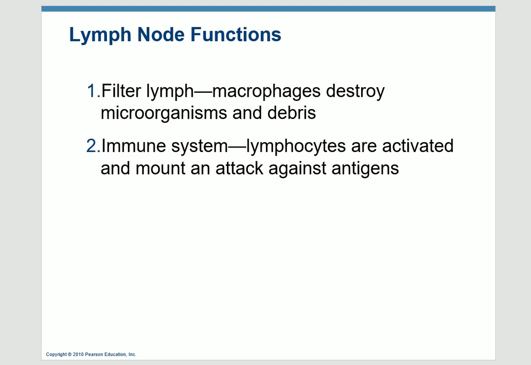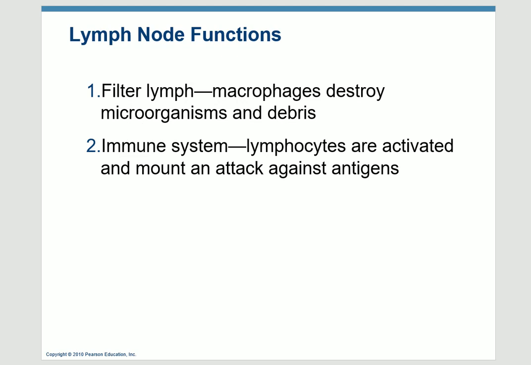What does a lymph node do? First and foremost, they filter lymph. Monocytes turn into macrophages and they destroy microorganisms and debris. So all the trash that needs to be filtered out, they take care of. They can't pump it back to the heart. They've got to cleanse it first and pump only the fluid back to the heart.